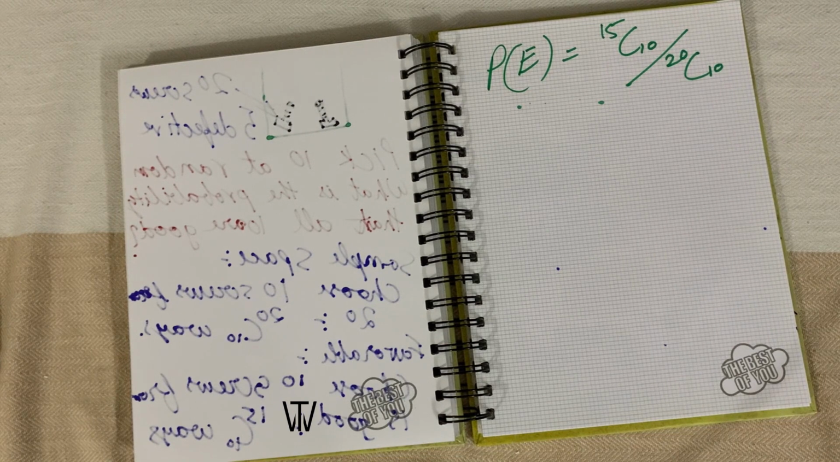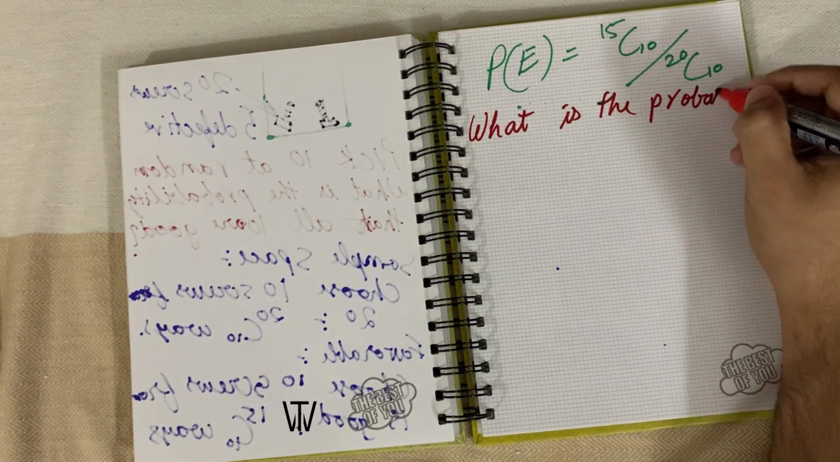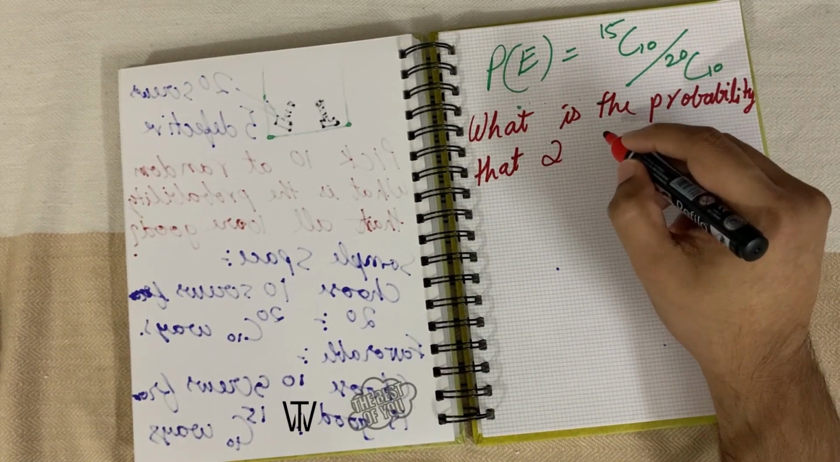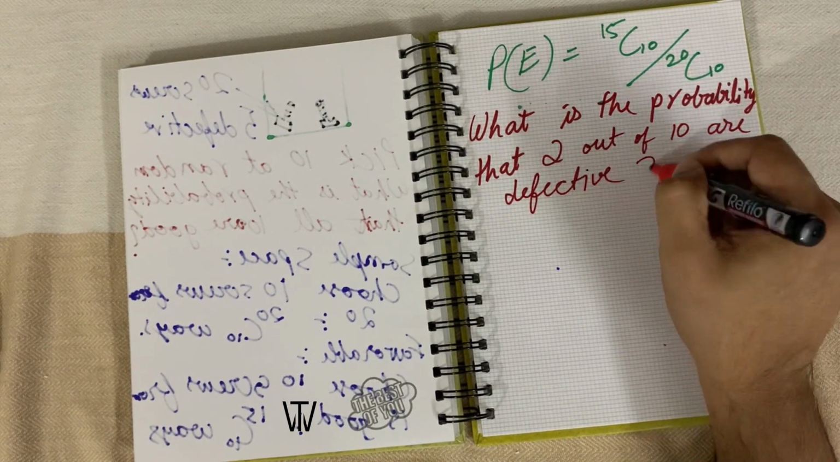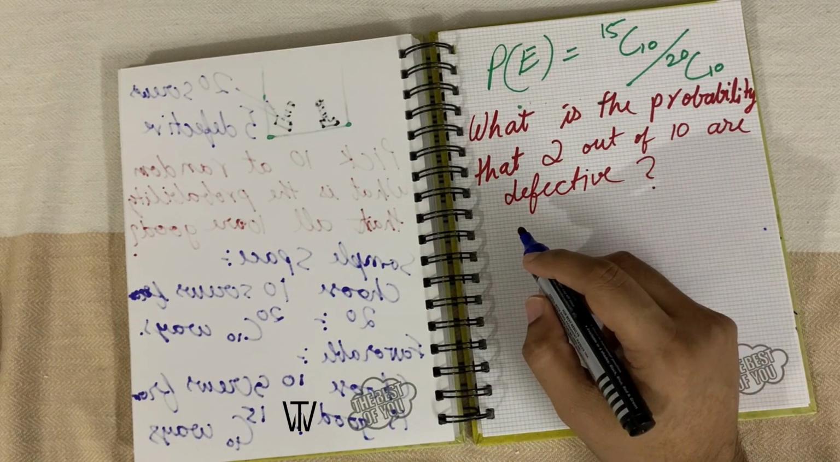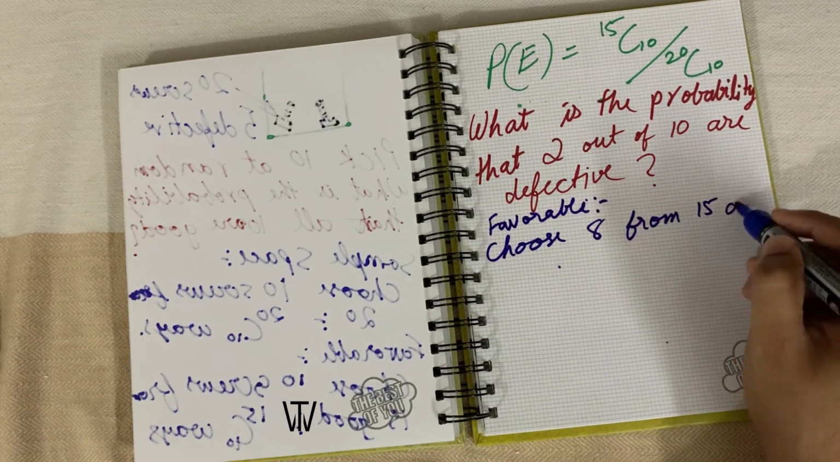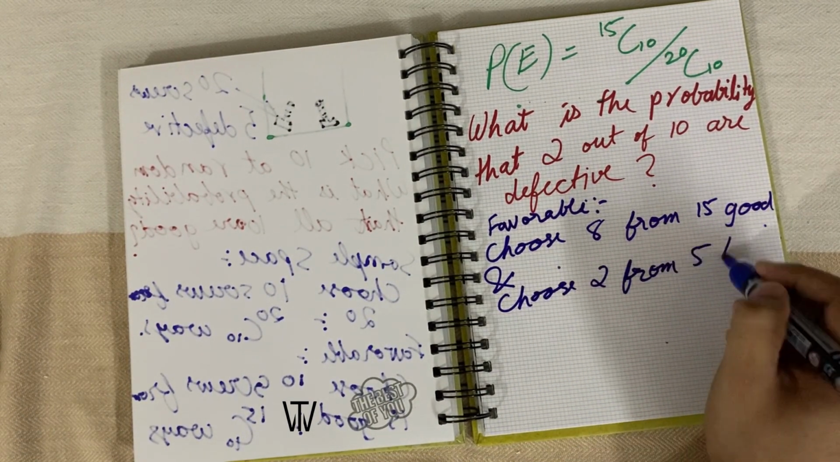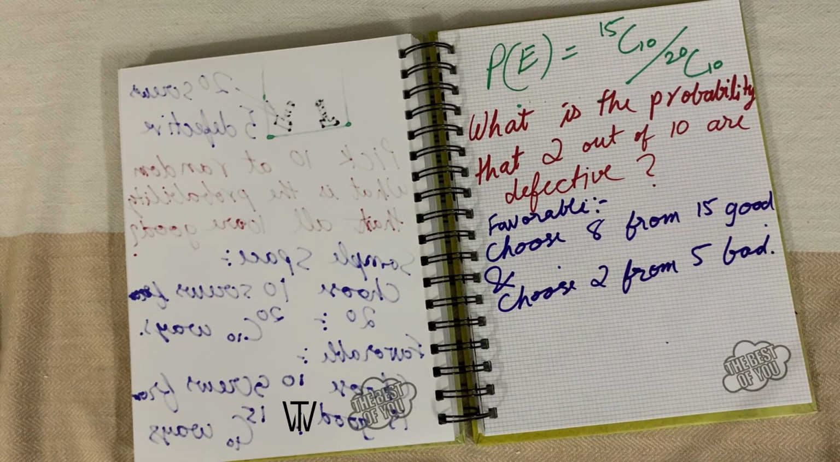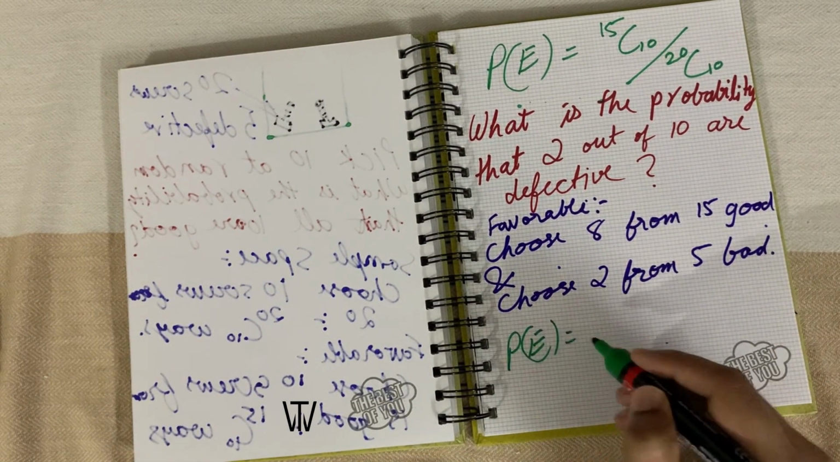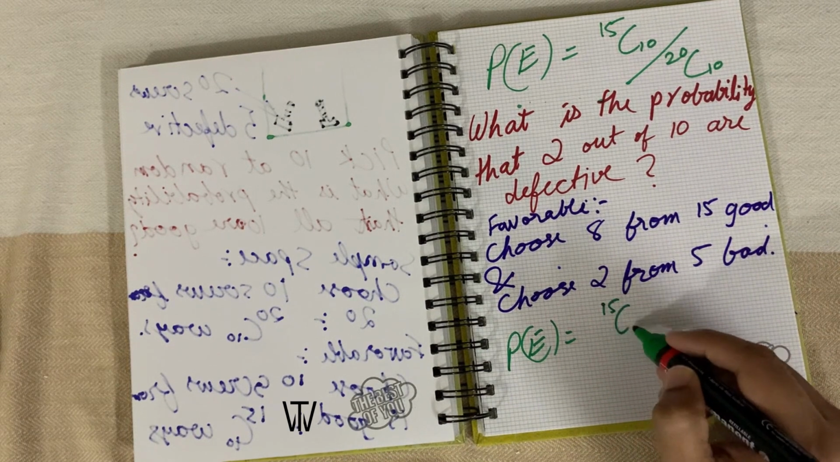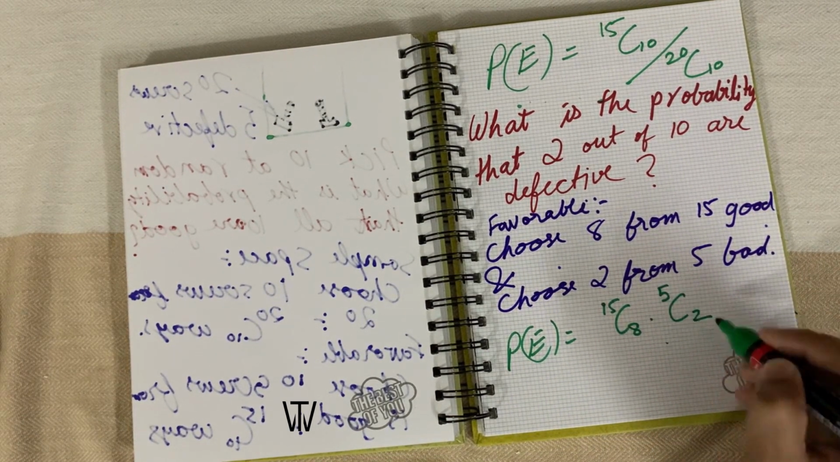What is the probability that you would have chosen 2 defective screws out of the 10? The denominator remains the same. In the numerator, we have to choose 8 screws from 15 good ones and 2 from 5 defective ones. This can be done in 15C8 times 5C2 ways.